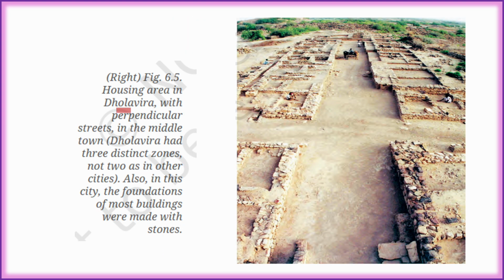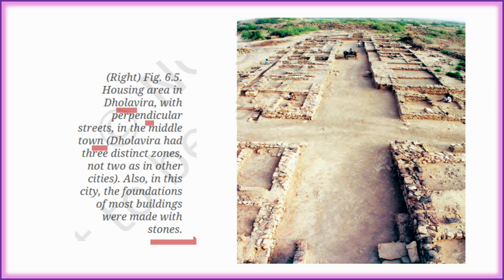Housing area in Dholavira with perpendicular streets in the middle town. Dholavira had three distinct zones, not two as in other cities. Also in this city, the foundations of most buildings were made with stones. So this is a picture of the housing area in Dholavira. In the city of Dholavira, the houses were built in an area where the streets were perpendicular. That means the roads met each other at right angles.